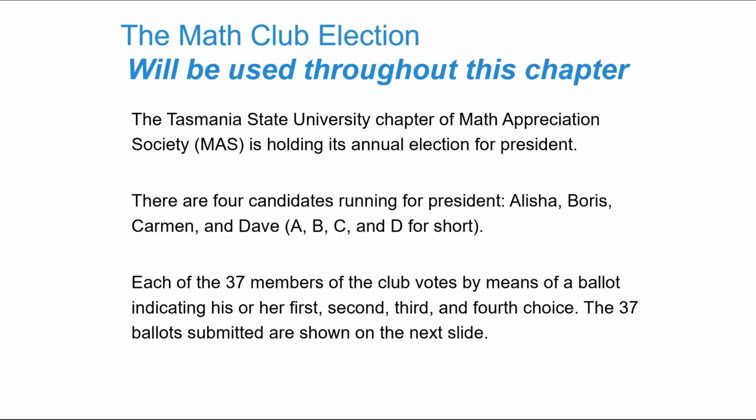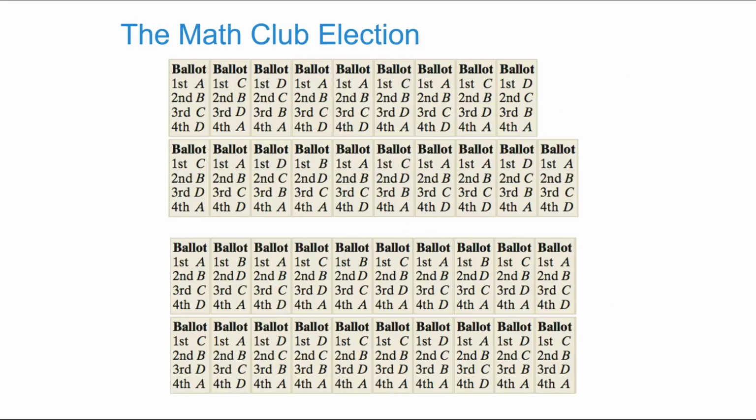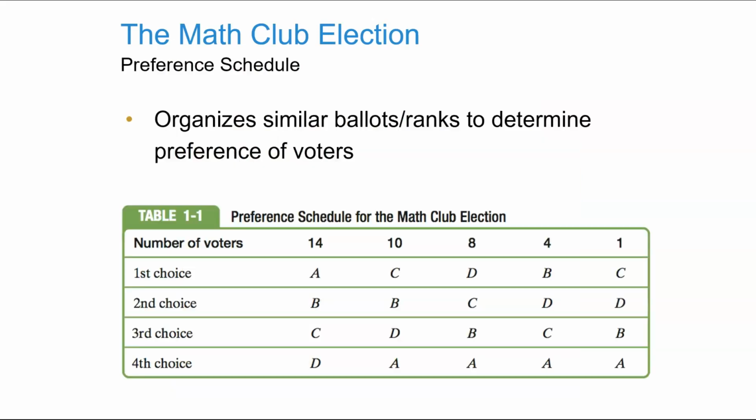So we're going to be talking about this math club election throughout the entire chapter. There are 4 candidates running for president, A, B, C, and D, and we've got 37 members of the club, and they're going to vote with a first, second, third, and fourth choice. So these are their preference ballots. So all 37 ballots, all of their preferences. So we've taken all that data, all their preferences, and put them into a little table here. So we're just organizing similar ballots and ranks to determine the preference of our voters.